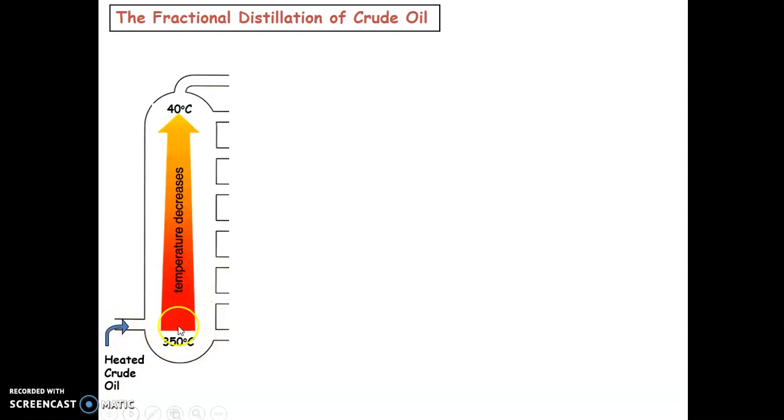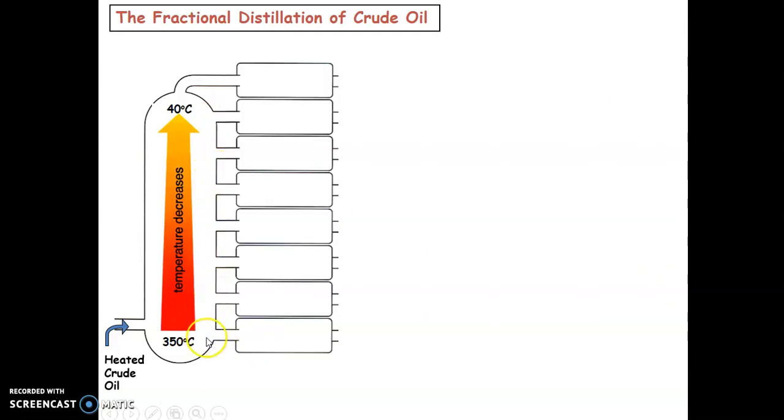In the fractionating column, there is a range of temperature. It is very hot at the bottom, all the way up to relatively cool at the top. And because of that, the different fractions change back into a liquid at different points up the fractionating tower. So the ones with higher boiling points can be collected near the bottom of the tower. The ones with lower boiling points are collected near the top of the tower.